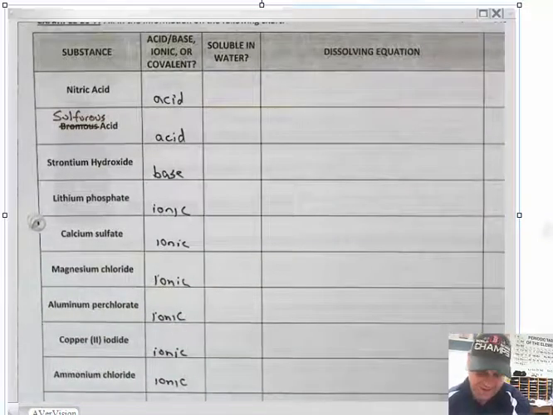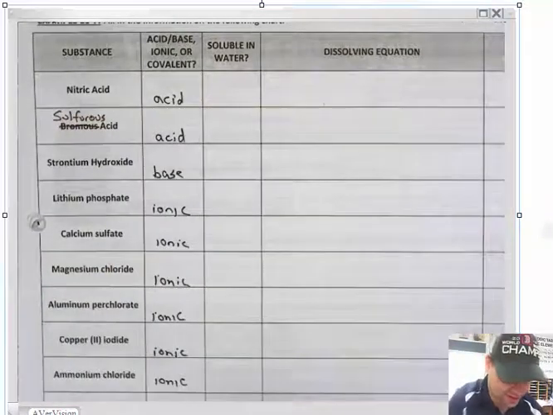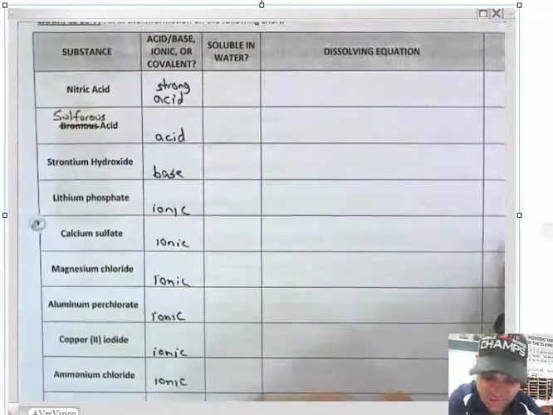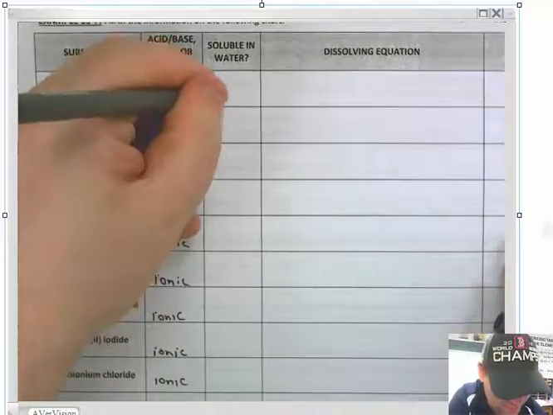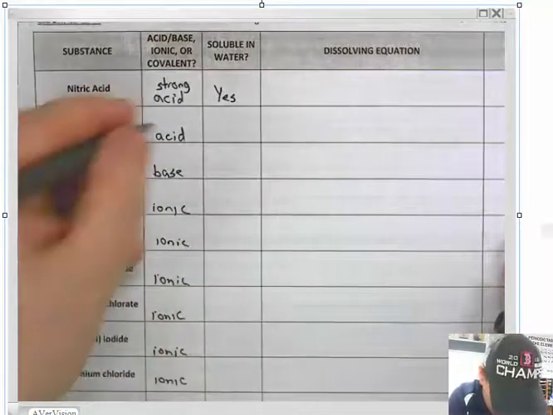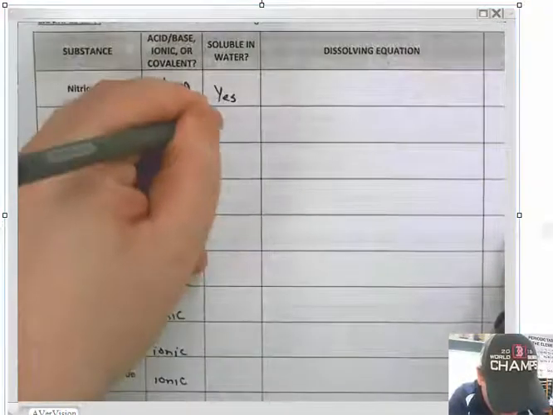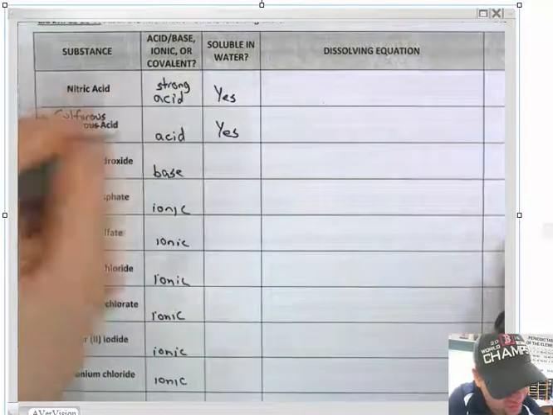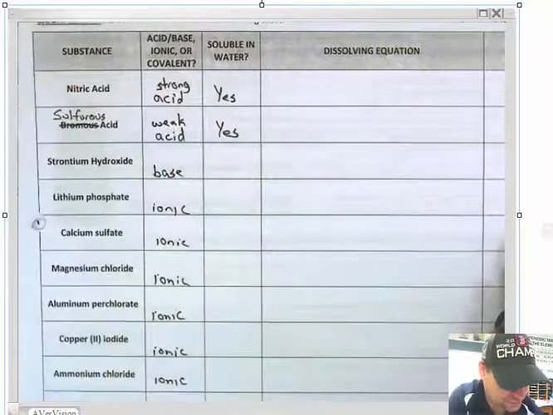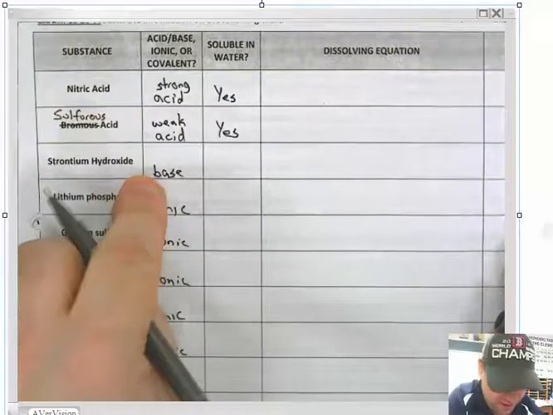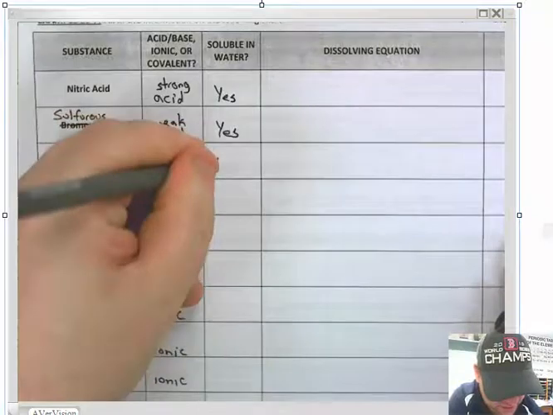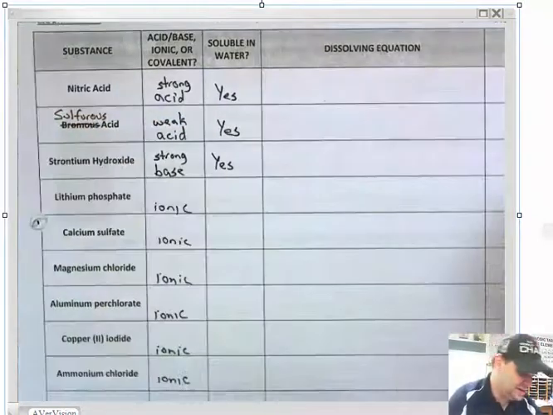Let's go to our acids here. Nitric acid is on the strong acid list. Is it soluble in water? Yes. Sulfurous acid is an acid. All acids dissolve in water, so this is a yes. But it is not on the strong acid list. This is actually a weak acid. Strontium hydroxide is a strong base, and it does dissolve, yes, according to our solubility rules.